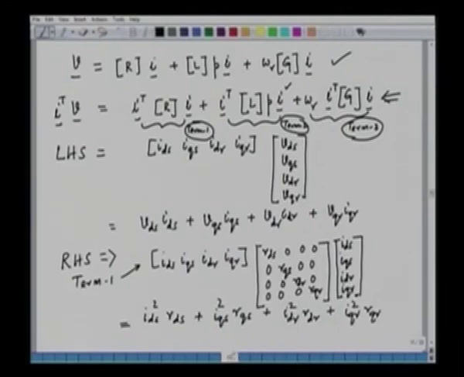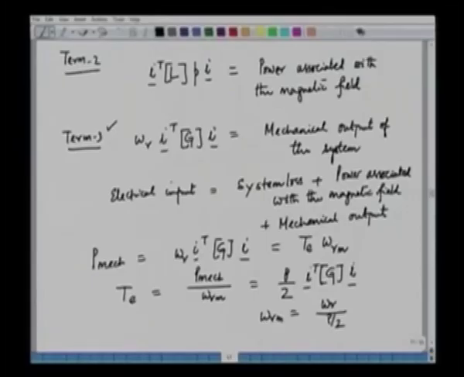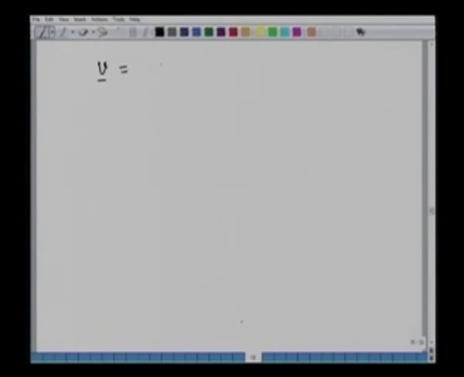This is what we discussed in the last lecture: the second term is the power associated with the magnetic field, and the third term is the mechanical output of the system. To recapitulate, we have already seen that V is equal to R i plus L p i plus omega r G i. This equation is a voltage equation.